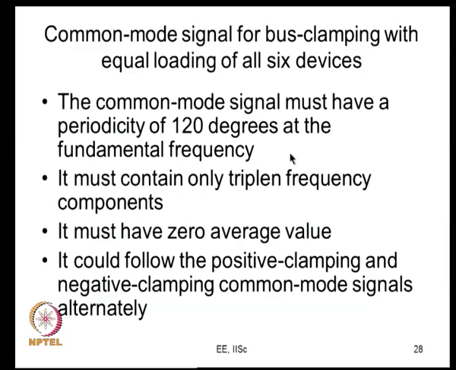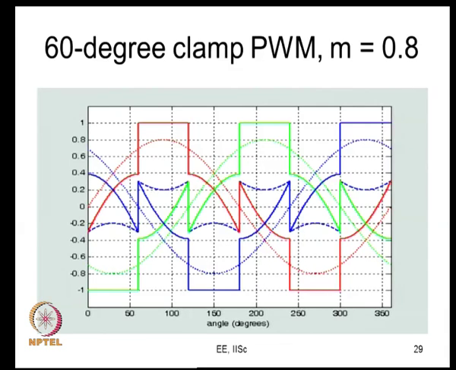Those are many variations. What we try to do is the common mode signal should have a periodicity of 120 degrees. It must contain only triplet frequency components. So, it will follow the positive common mode for 60 degree and the negative common mode for 60 degree, and it will also have a 0 average value. This is what we would do to come up with most of the popular bus clamping PWM methods. This is one popular bus clamping PWM method which is called 60 degree clamp.